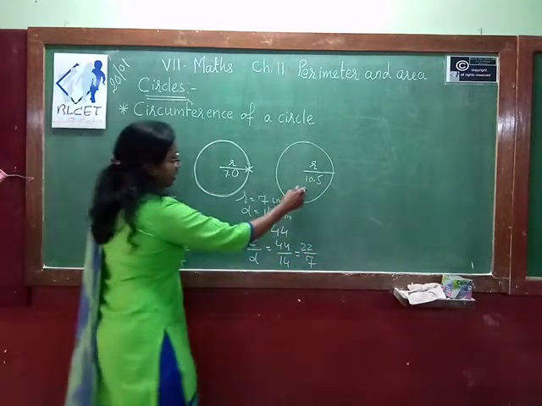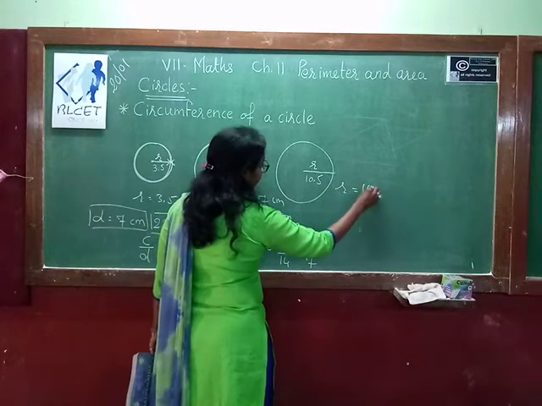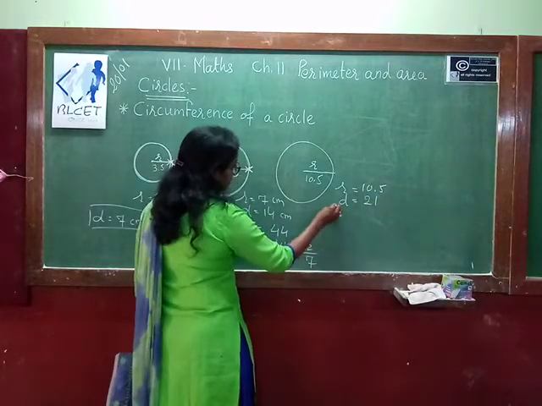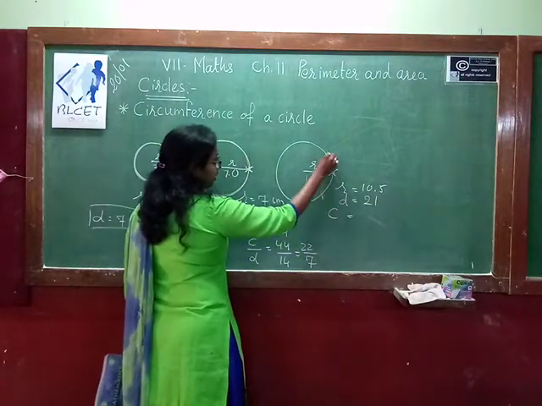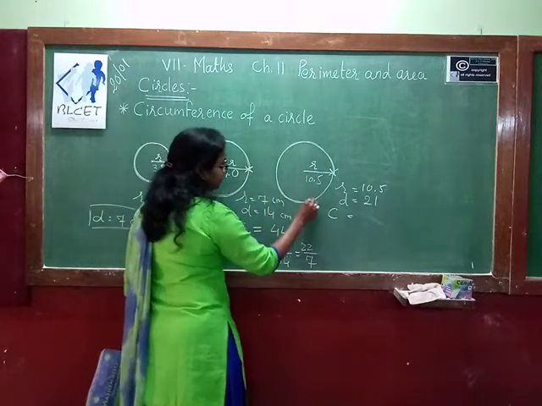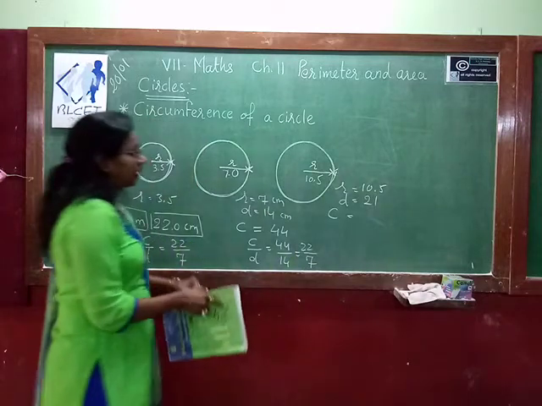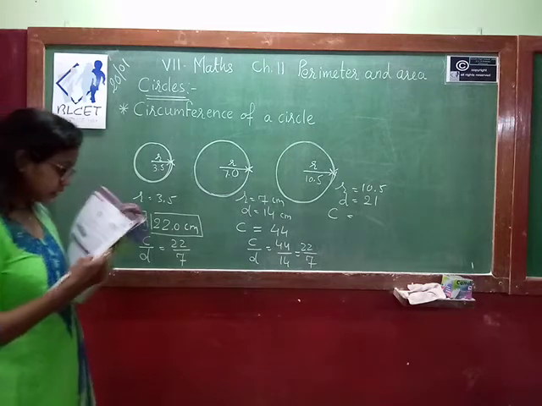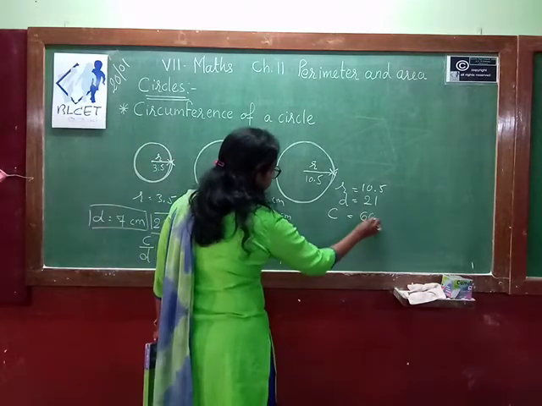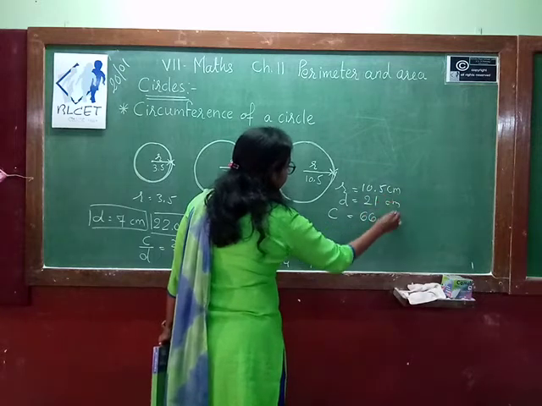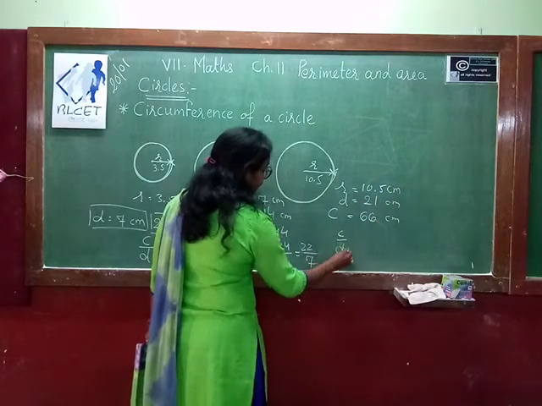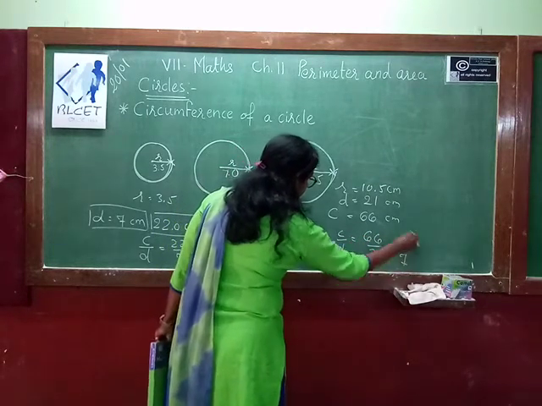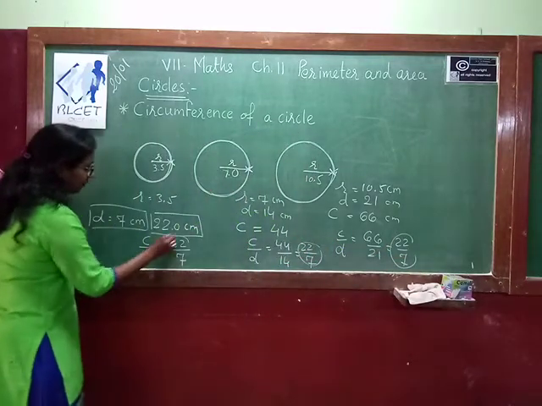Come to the third circle. Again the radius is equal to 10.5. So diameter is equal to what? 21. Now what is the circumference? Again keep the string and find the total length. So what is the total length? For 10.5 it is 66. Now again take the ratio of C divided by D. 66 divided by 21. What is the answer? 22 divided by 7. So everywhere you are getting the answer same, constant.